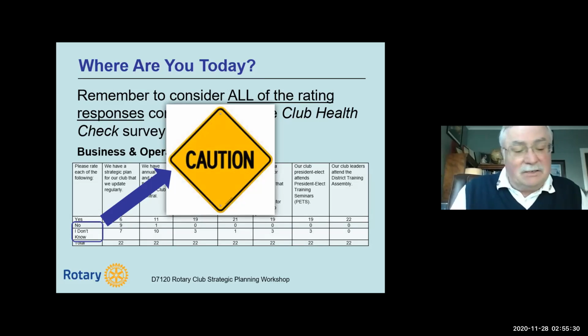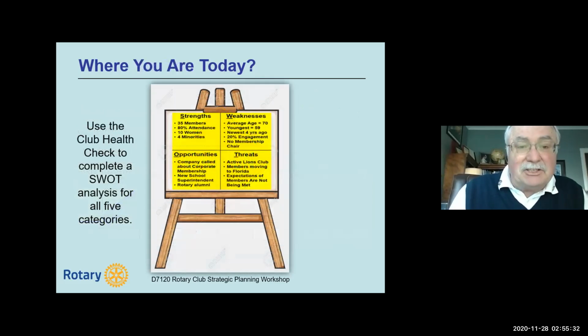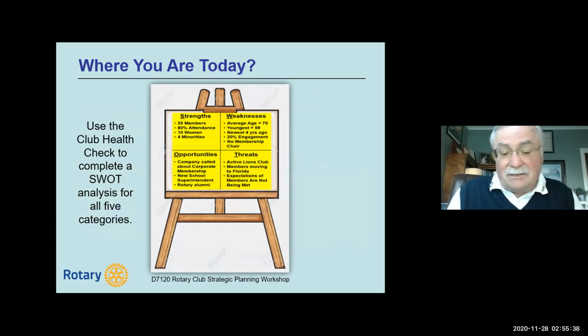So now it's time to get to work. As you know, you will use the club health check survey to complete a SWOT analysis for all 5 categories, which are club experience, service and socials, members or membership, image or public image, and business and operations.